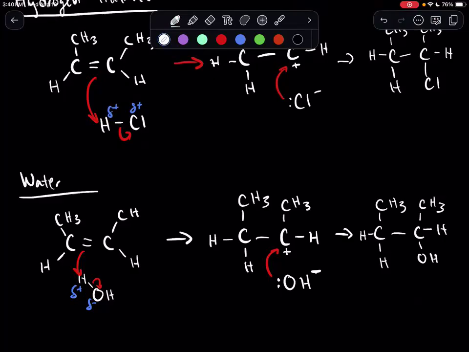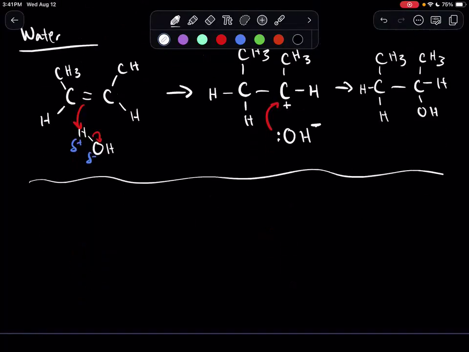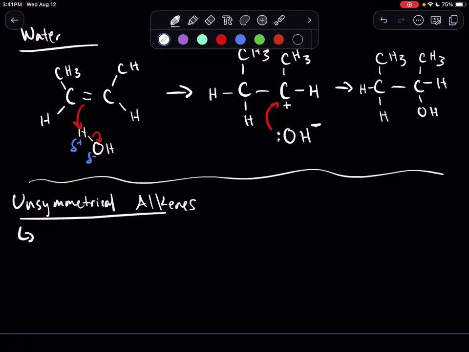So hopefully you ended up with that. So that's all there is for symmetrical addition reactions. If you got that, which is pretty much the same thing for all three types of reactants, then we can move on to unsymmetrical reactions, or unsymmetrical alkenes. Now, with unsymmetrical alkenes, we always have two possible products. And we'll see why in just a moment.